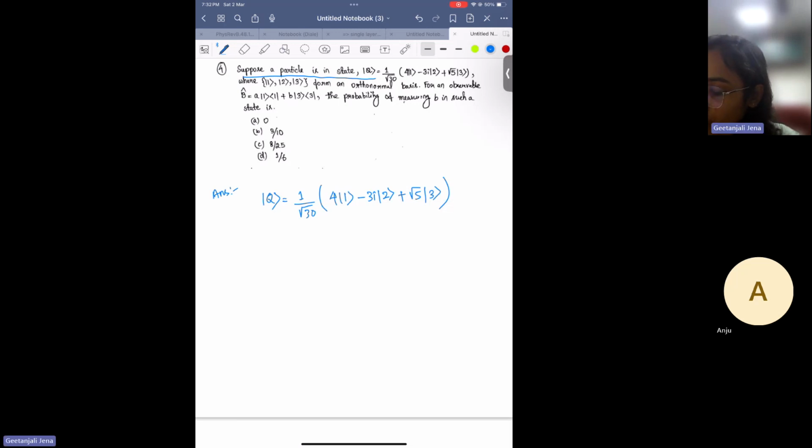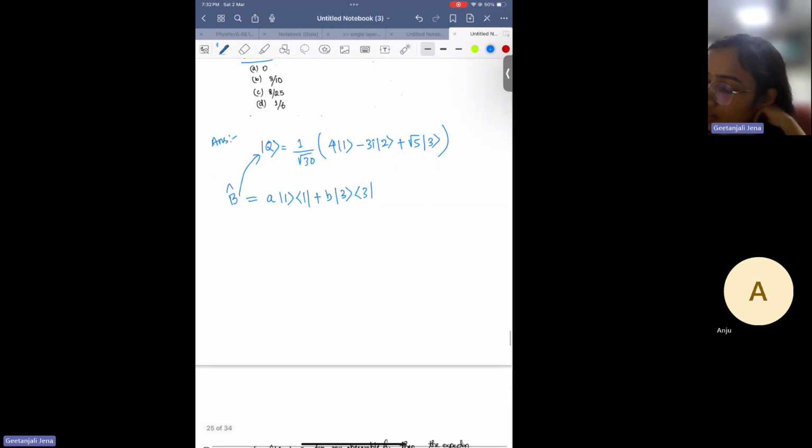Now in this state, we are measuring an observable, which is B. Okay, we are acting B on this state. So B is given as a |1><1| plus b |3><3|. Now it is asking for the probability of measuring B in such a state. So it is asking, when you are in this state Q, what is the probability of getting B here after the measurement?